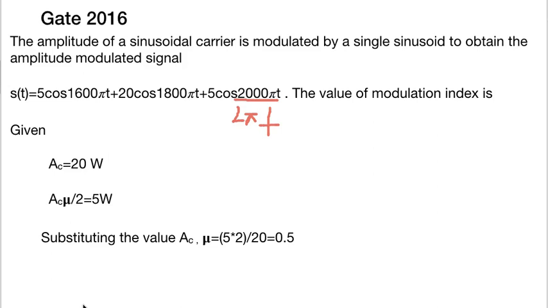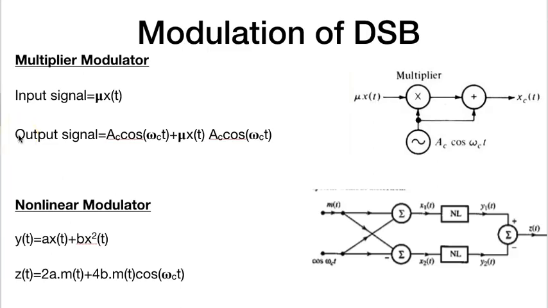And from here we can observe that AC is 20 and AC mu by 2, the amplitude of the sideband, is equal to 5. Now substituting the value of AC, we'll get mu equals 0.5. Now this is a very simple 2016 1 mark question. Now again, moving forward, the modulation of DSB.